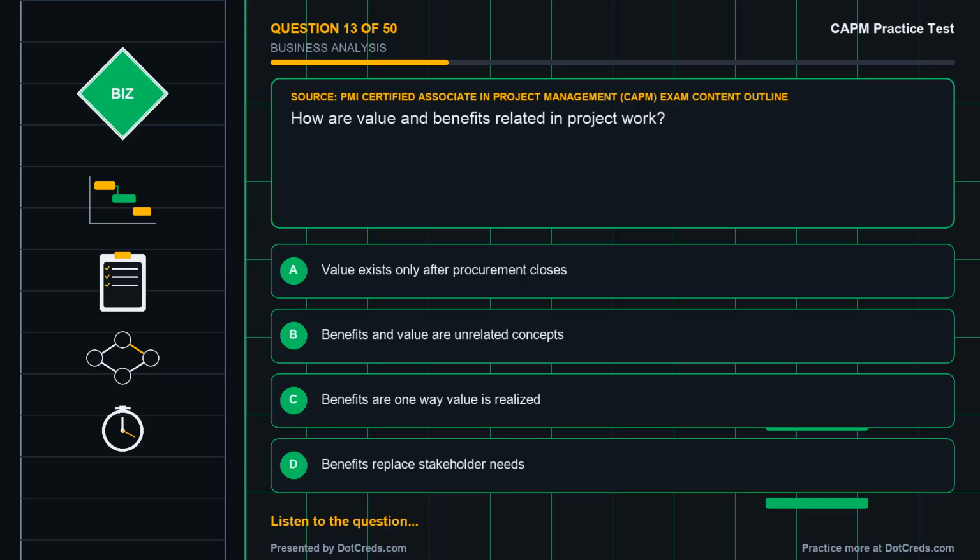Question 13. Based on PMI Certified Associate in Project Management, CPM, exam content outline. How are value and benefits related in project work? A. Value exists only after procurement closes. B. Benefits and value are unrelated concepts. C. Benefits are one way value is realized. D. Benefits replace stakeholder needs. Choose your answer.